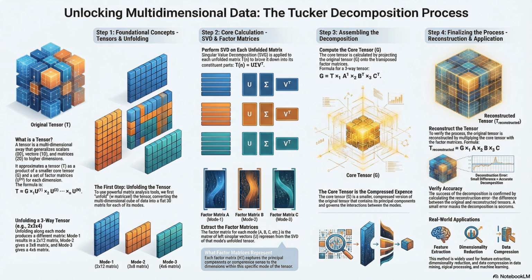And finally, the wide range of fields using this: data mining, signal processing, machine learning. Think about recommendation systems. A matrix might track user by movie. A tensor could track user by movie by time of day by device used. Much more nuanced. Much more.